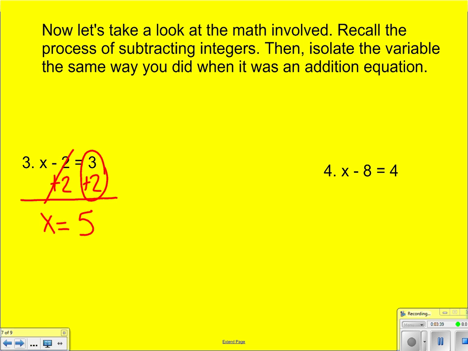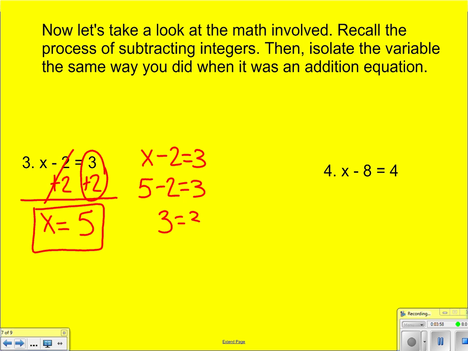Now we can double check that. I'm going to rewrite my equation. Wherever I see my variable, I'm going to put 5 because that is what I came up with as my answer. So I have 5 minus 2 equals 3. 5 minus 2 is 3. So they are equal, so we're good to go.